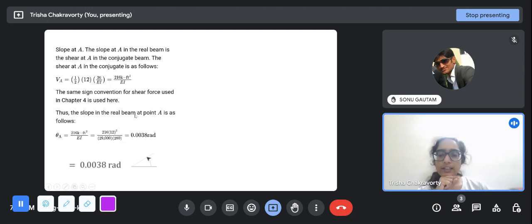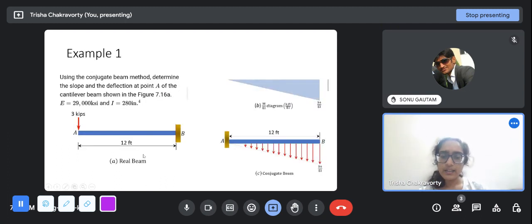So the slope in the real beam at point A is positive. You divide by EI; if you divide by the values of EI given, you will get this value. And since it is positive, this is anti-clockwise. That is the general sign convention we follow. Anti-clockwise slope is considered positive, and upwards deflection is considered positive. So this is how the slope of the beam will be, and you can try to visualize this as well.